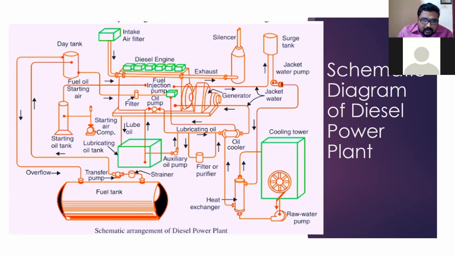You can see here the water is coming out through this path. First it is going to the surge tank, so it is open to the atmosphere. So automatically, if any pressure variation is happening, then that will be removed in the surge tank. Then it is pumped backward and it is going to a heat exchanger. Okay, it is a heat exchanger.